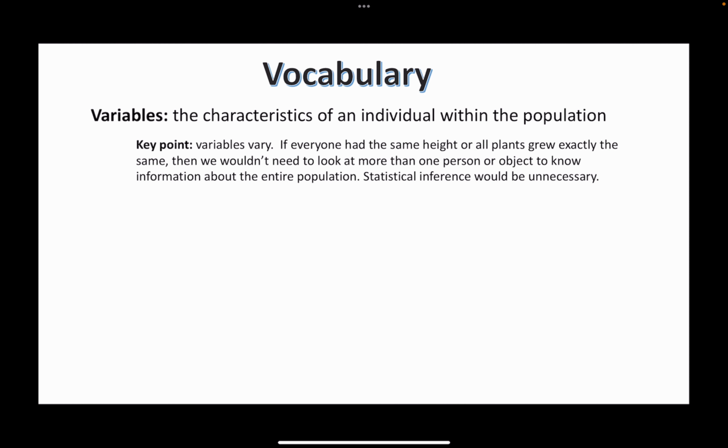So, key point here, variables vary. If everyone had all the same height, if plants all grew exactly the same, we wouldn't need to look at more than one to know. So variables vary.